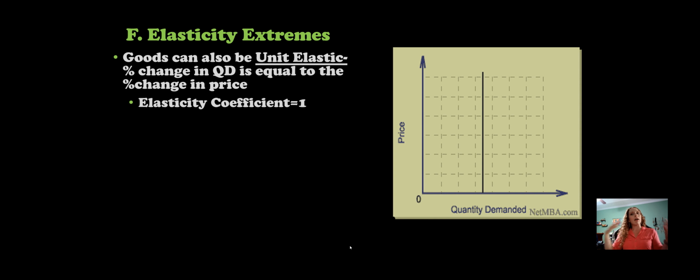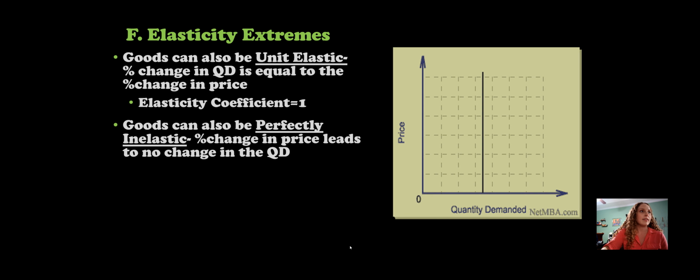And we know when we calculate elasticity that goods that are unit elastic are going to have an elasticity coefficient of 1. We have already talked about what it means if the elasticity coefficient is less than 1. That means that it's inelastic. If it is greater than 1, it is elastic. If it is 1, that means unit elastic.